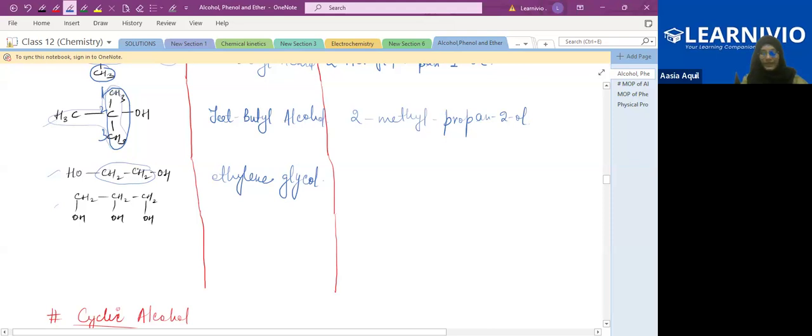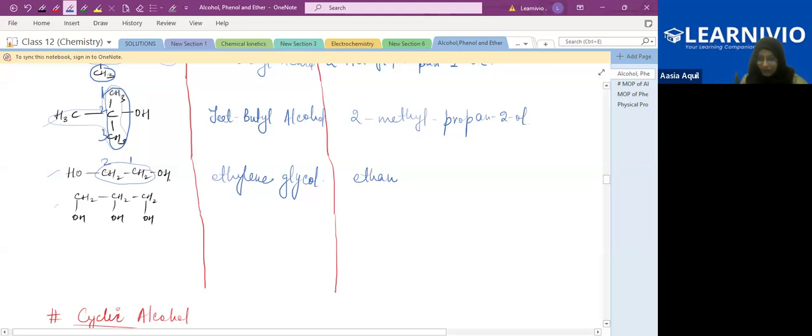You will take this as a parent chain. So on the first and second, on both the carbons, there is a hydroxyl group. Right? So you will write down the parent, ethane, right? And there are two hydroxyl groups, right? So as I told you, if there is only one hydroxyl group, you will omit the letter E from the ane, and you will just add the ol word.